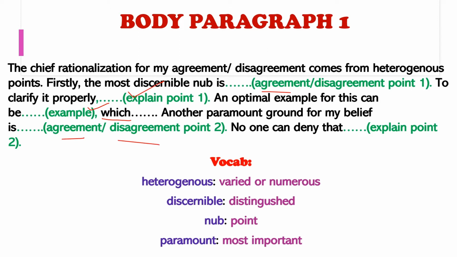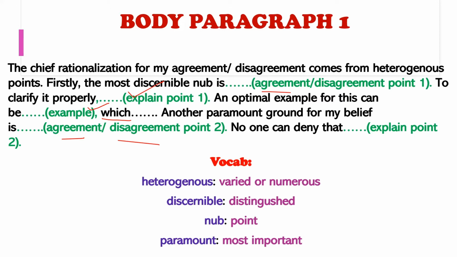And now you need to explain. No one can deny that art is nowadays appreciated a lot. That is why people should learn it in school itself, something like that. So whatever your support or disagreement point is, you need to explain it. Each paragraph should have one example. So I have given an example for point 1, so I'm not giving one for point 2. You can give for either point 1 or for point 2.